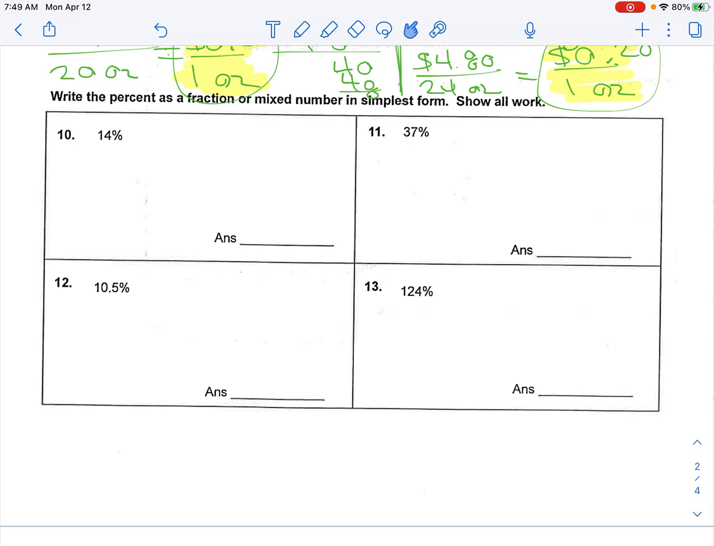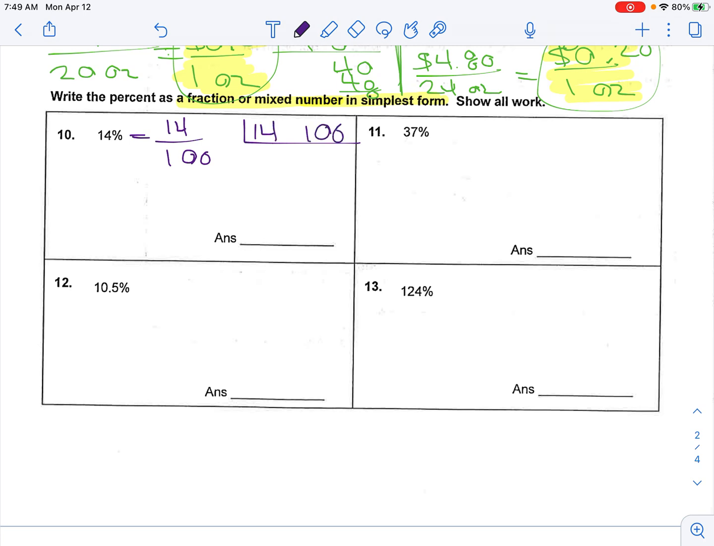Write the percent as a fraction or a mixed number in simplest form. Say what? Write the percent as a fraction or a mixed number in simplest form. Show all work. All right, so if I'm going to turn 14% into a fraction, a percent is always out of 100. So the first thing I'm going to do is put 14 over 100.